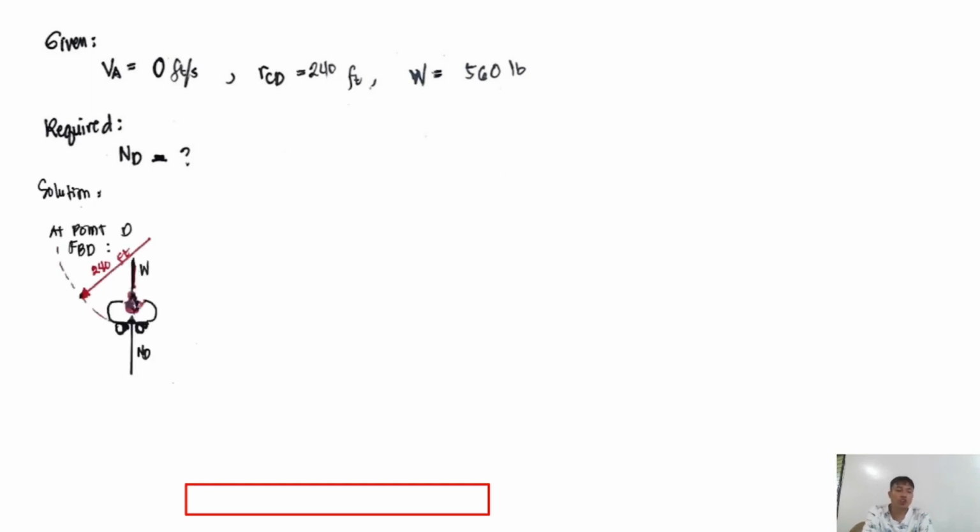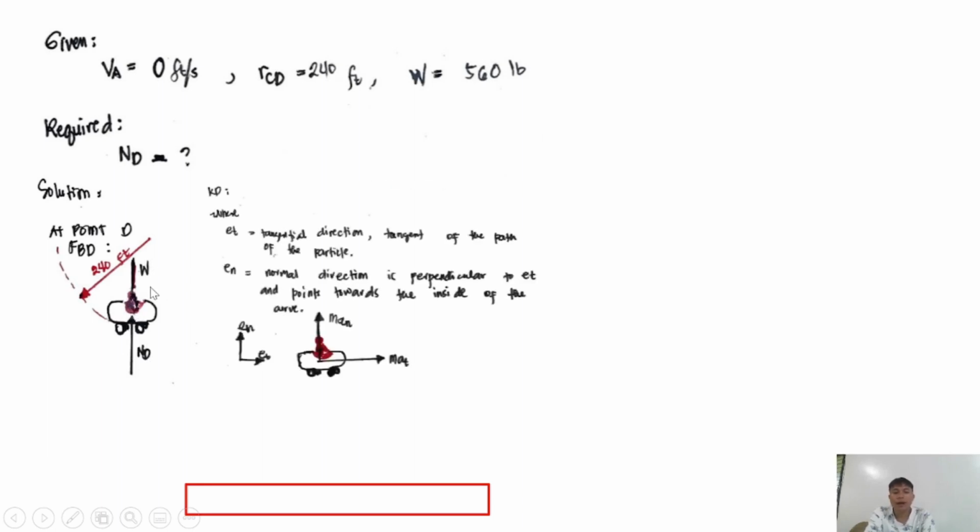Solution. For the FBD, we draw this one. The radius from point C to point D is 240. The forces acting on the body we are isolating are the normal force at point D, ND, pointing upward, and the weight pointing downward.